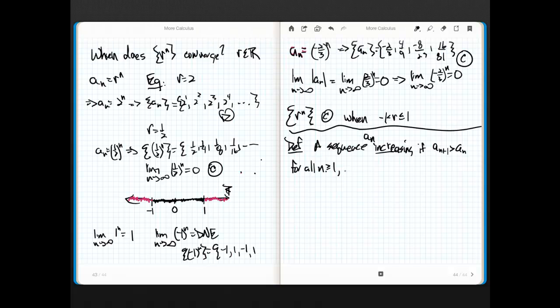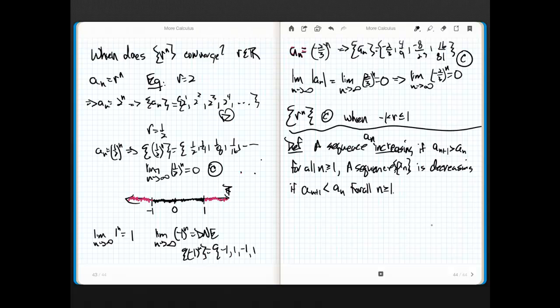I'll bet you could write when a sequence a sub n is decreasing. Well, when is it decreasing? If a sub n plus 1 is less than a sub n for all n greater than or equal to 1. All right? So, check it out. That's another wonderful little thing.